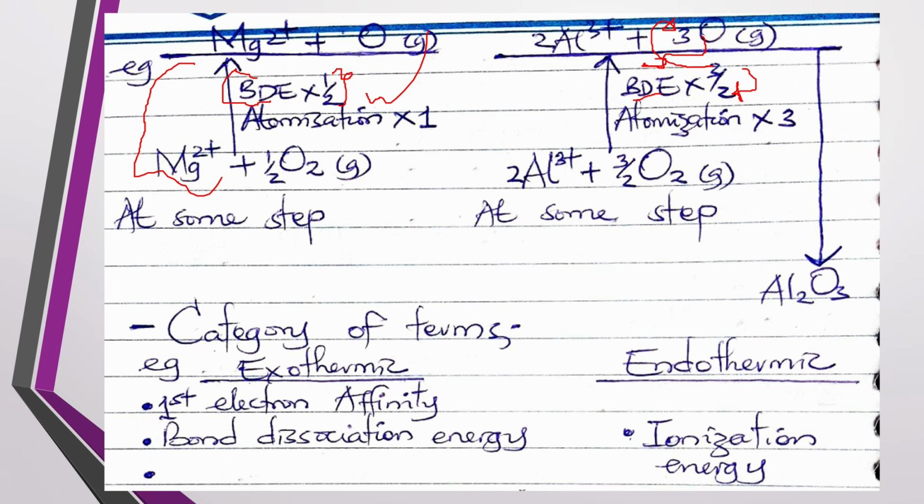Now the other category of terms, we can look at exothermic terms and also endothermic terms. If you look at electron affinity, it involves energy evolved. However, bond dissociation energy is the energy which is being absorbed to break a bond, so it does not qualify to be under exothermic reactions. Ionization energy is also the energy required. That's why it is falling under endothermic reactions.